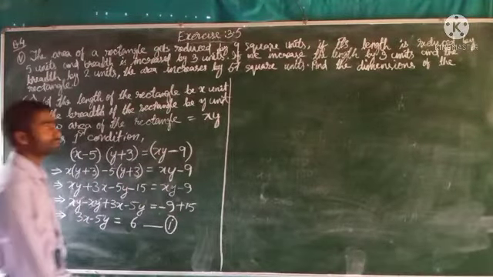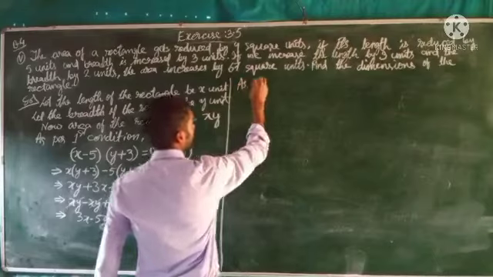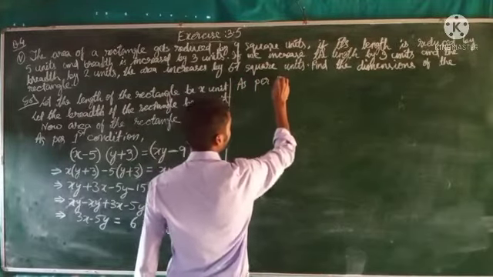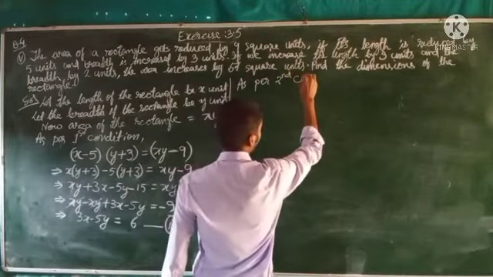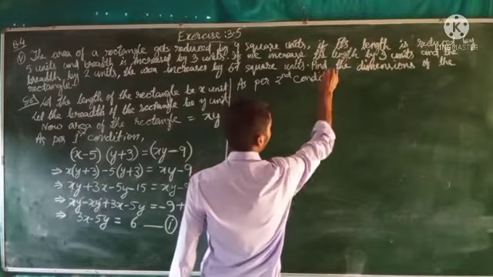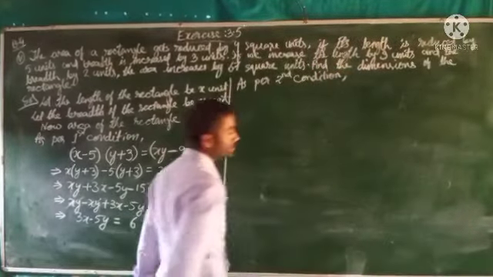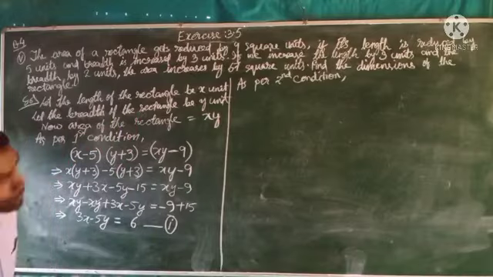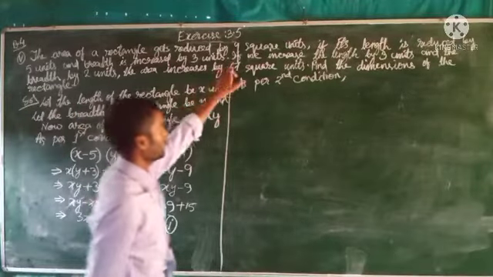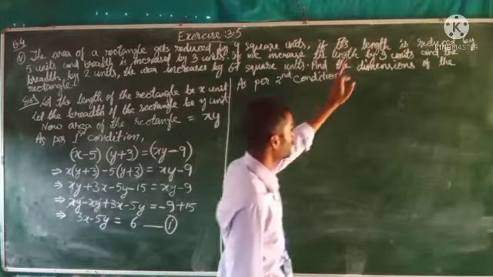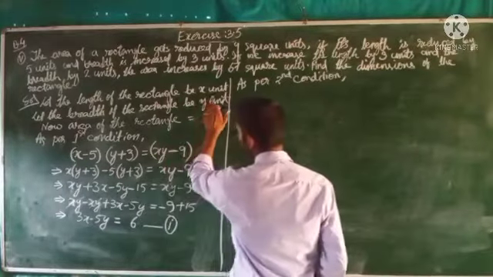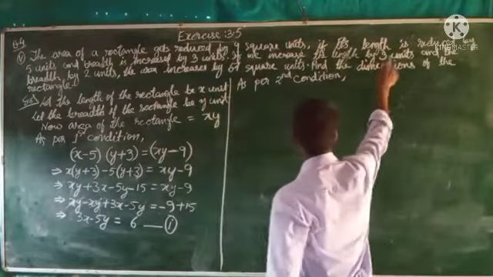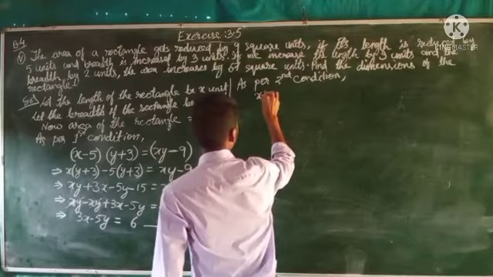Now we will move on to our second condition. So as per second condition, now what is the second condition? It is said, if we increase the length, so let us increase the length by 3 units, that is x plus 3.